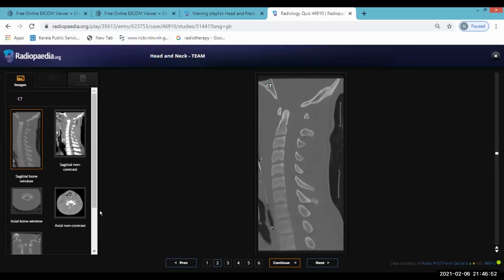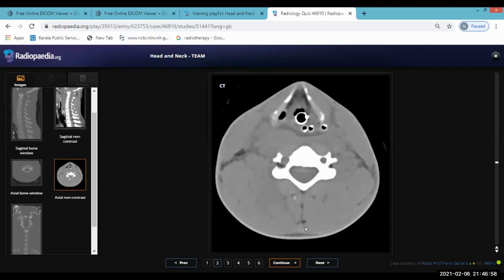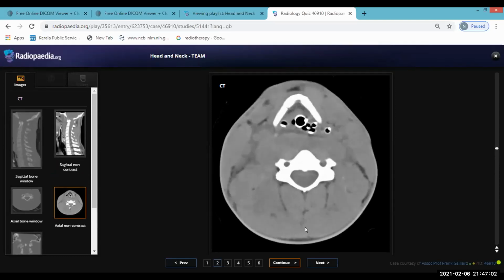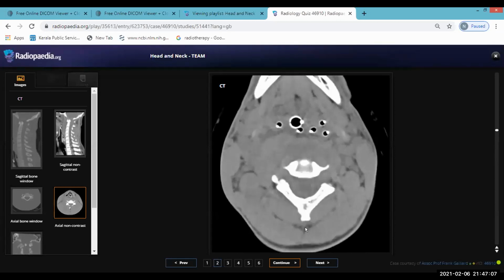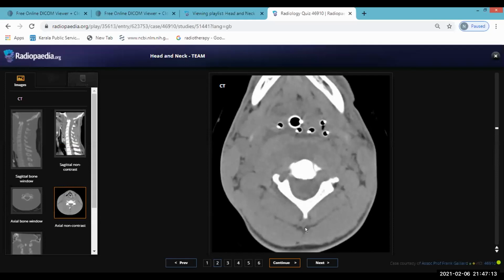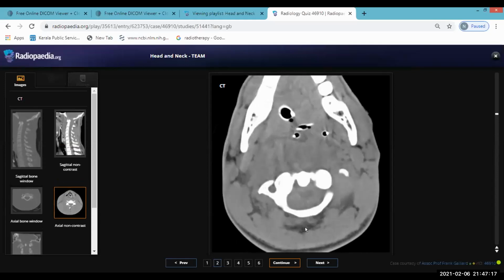I want to see the axial sections. I'm looking at the bones. No obvious fracture is there, but I think there is a mild thickening and widening of the prevertebral space.